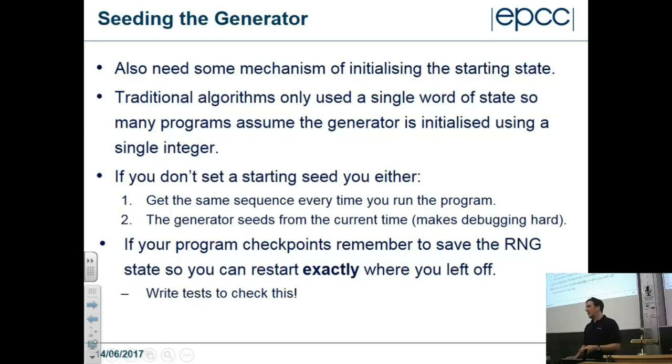And so if you have a checkpoint in your program where halfway through you stop and you want to dump your data and be able to restart from that point seamlessly, you need to do two things if you're doing random numbers.